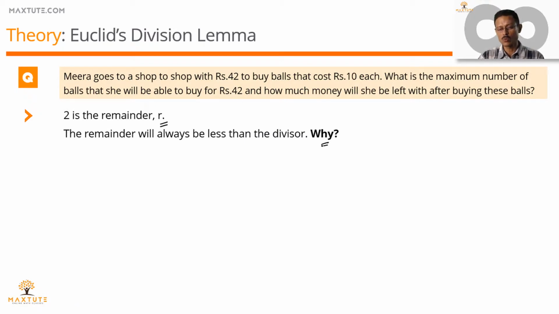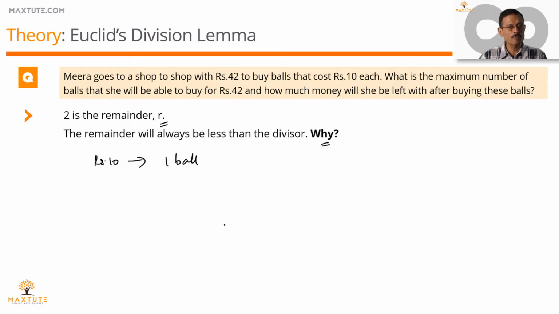Obviously, the next question is, why is it so? Let's understand this. Meera can convert every rupees 10 that she has into 1 ball. She's going to convert all the money that she has till such time that she's left with no more money to convert or to buy the next ball. Every time she has 10, she will convert it into a ball.